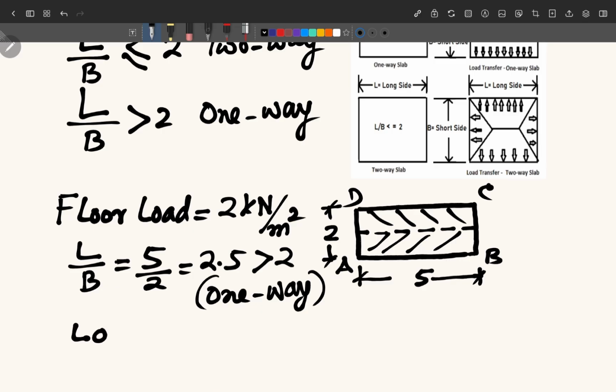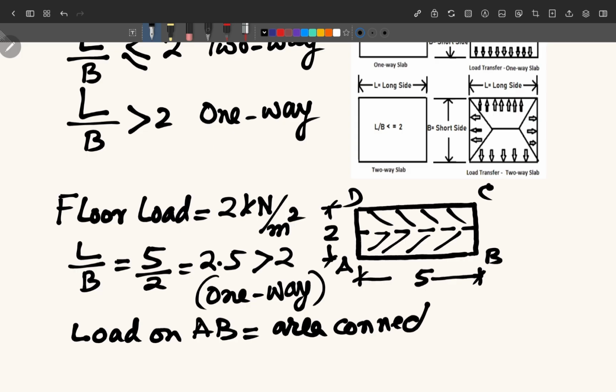So load on AB is equal to the area connected with AB multiplied by the rate of loading.